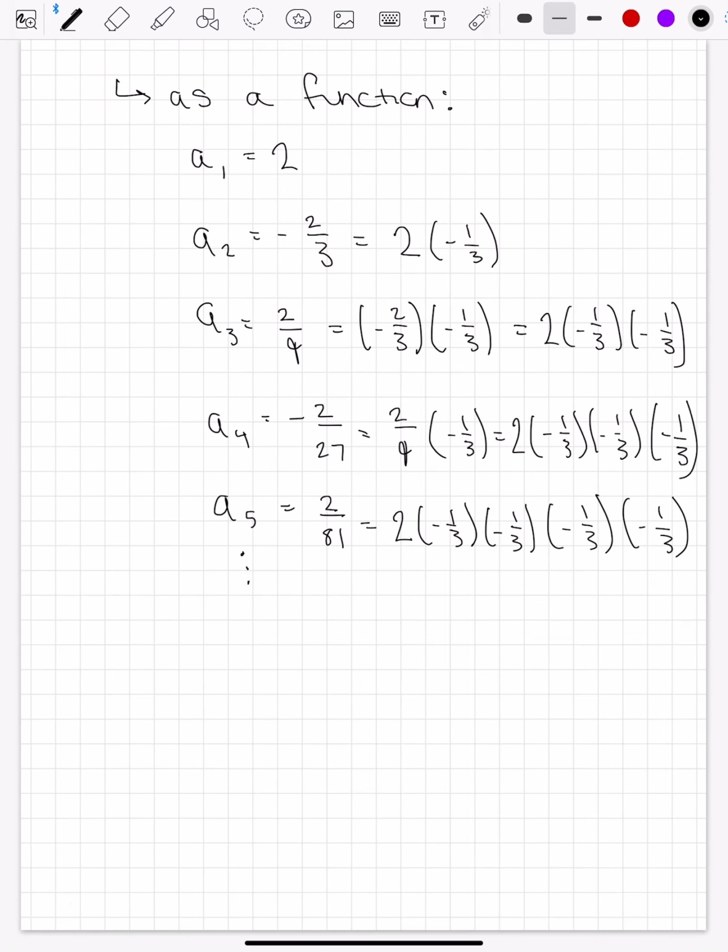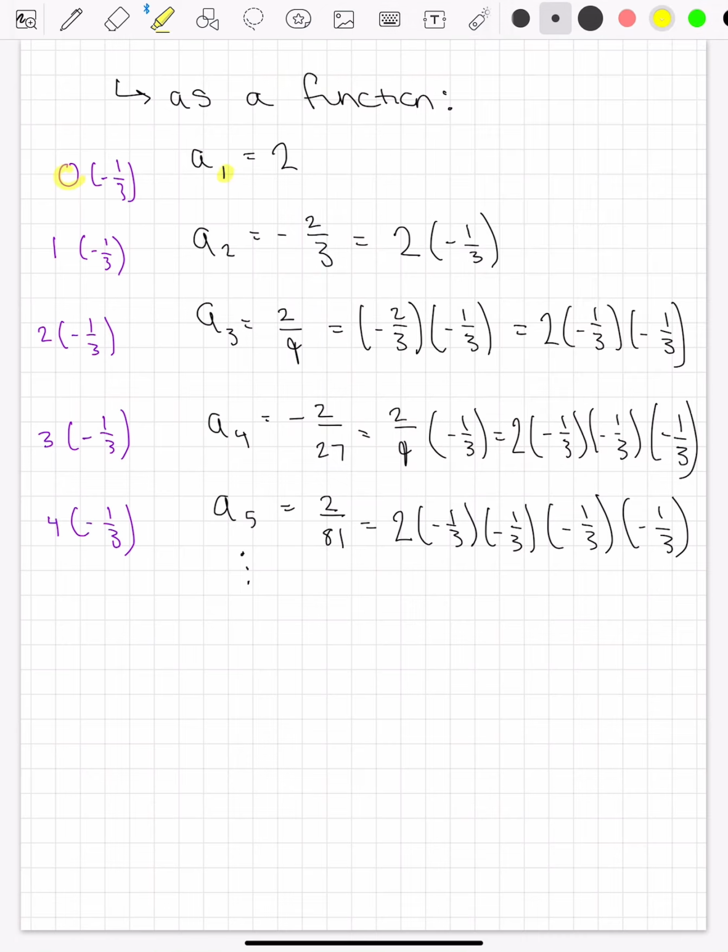So now let's see, is there any relationship between the index and the term? Well, right here, in this term we have 1 negative 1/3. In this term we have 2 negative 1/3. In this term we have 3 negative 1/3. In this term we have 4 negative 1/3. And in this term we have 0 negative 1/3. So we see that for the index we're on, there's always one less negative 1/3 accounted for. So if we're calling the index n, then there's always n minus 1 negative 1/3.